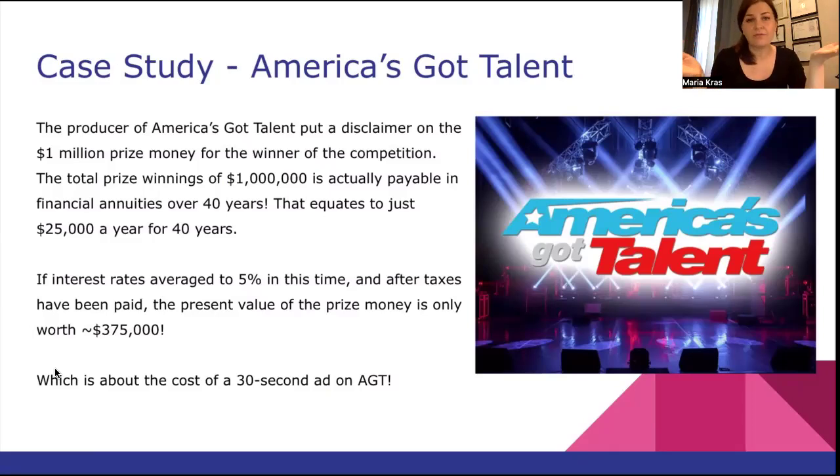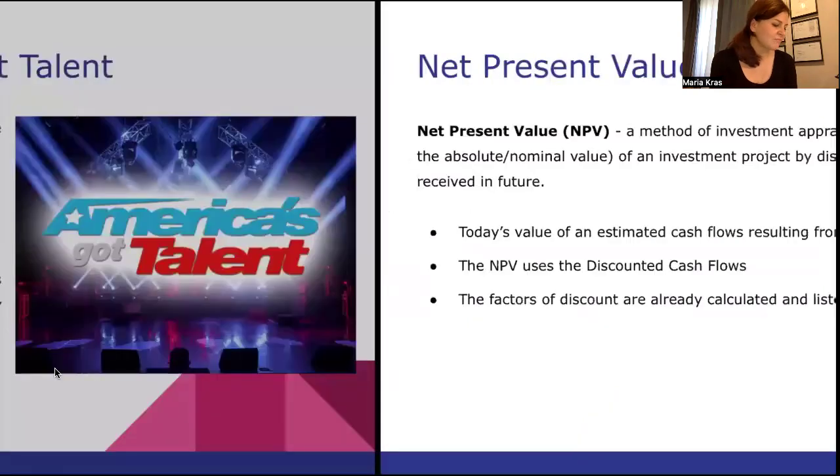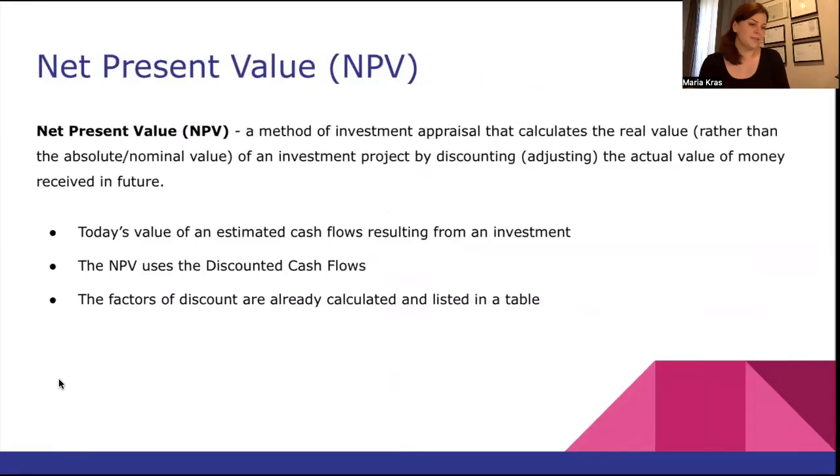And this is just $25,000 per year. Also, if you take the taxes out, apply the interest rates, and apply the time value of money concept, discounting those cash inflows to the time today when this participant has won the competition, in reality, he's just won $375,000, not 1 million. It's an interesting case. What's also curious is that this is approximately the cost of a 30-second advertisement during the show. So you could see how clever these producers are. They obviously know the time value of money concept, and they knew how to apply it to their business, because it's also a business.